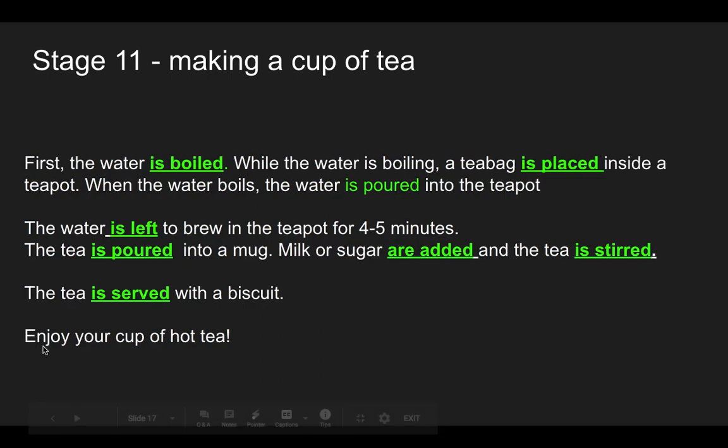There you go. So I hope you learned something about tea and about the passive voice for describing processes. Remember, it's very simple. It's just the verb to be and the past participle.